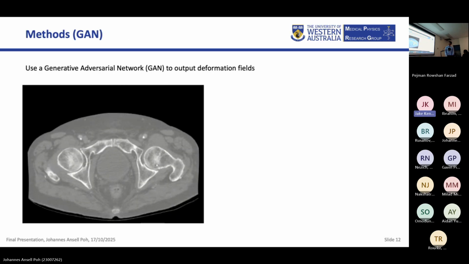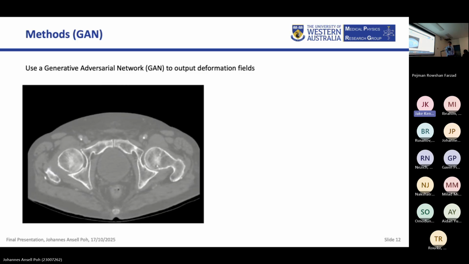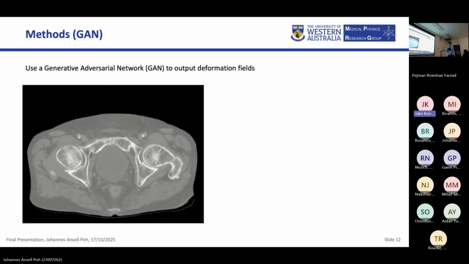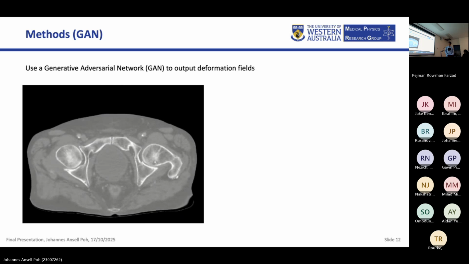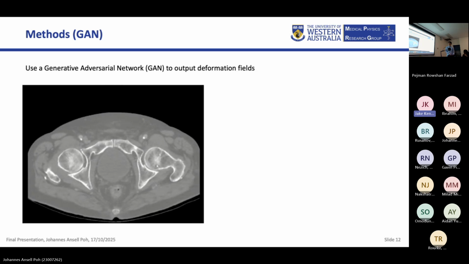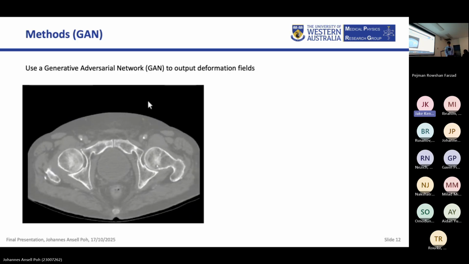So what I decided is to move to GAN, or generative adversarial networks. I trained the model to output deformation fields, and then apply this deformation field on the diagnostic CT image to generate the synthetic CT image.